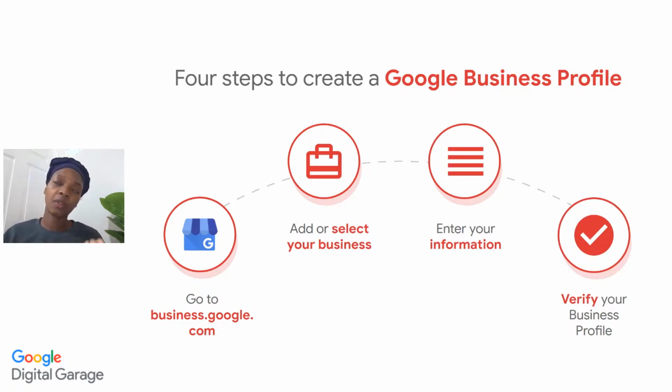The verification is important because what we want to do is make sure that all businesses that appear in those results are real businesses, not fake businesses. This verification process ensures that the information that you have provided to Google is correct and that you are the person that should edit the business information, which is why you have access to that account. So remember to keep your listing up to date with accurate information, posts, and images. And this is such a quick process. You could probably get this done after today's session.